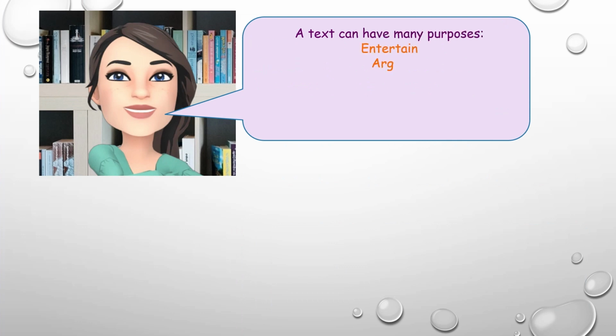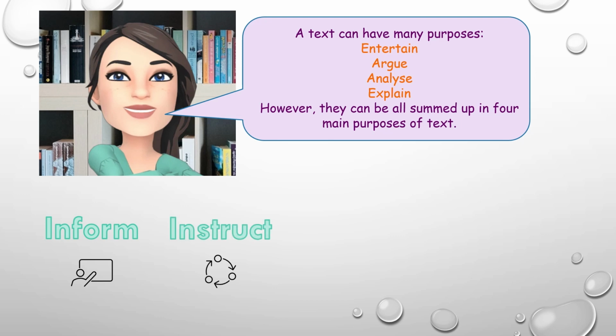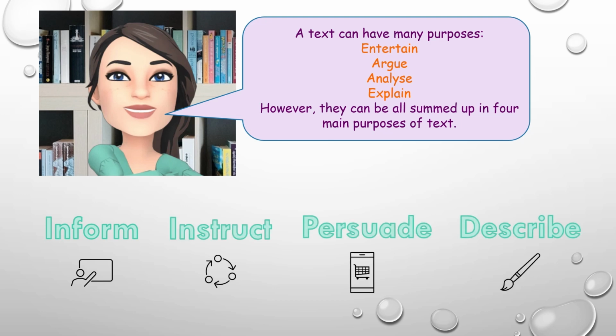A text can have many purposes: to entertain, to argue, to analyse, to explain. However, they can all be summed up in four main purposes of text. They are to inform, to instruct, to persuade, and to describe.